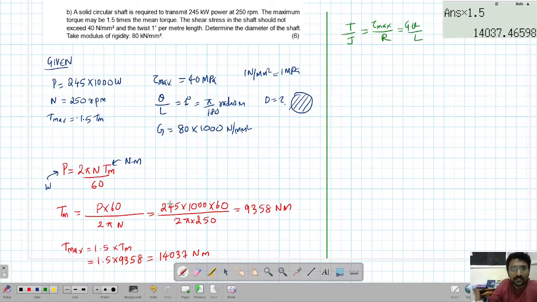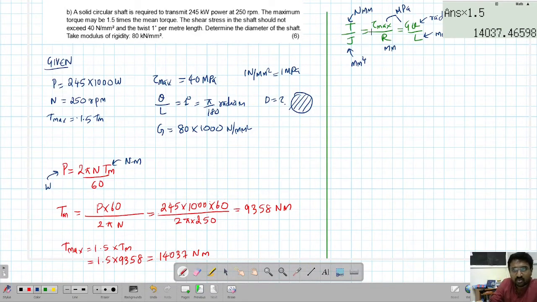In this equation you have to always remember T should be in Newton millimeter, J should be in millimeter raised to 4, tau and G both should be in MPa, R should be in millimeters, theta should be in radians, and L should be in millimeter. I hope you will remember this.